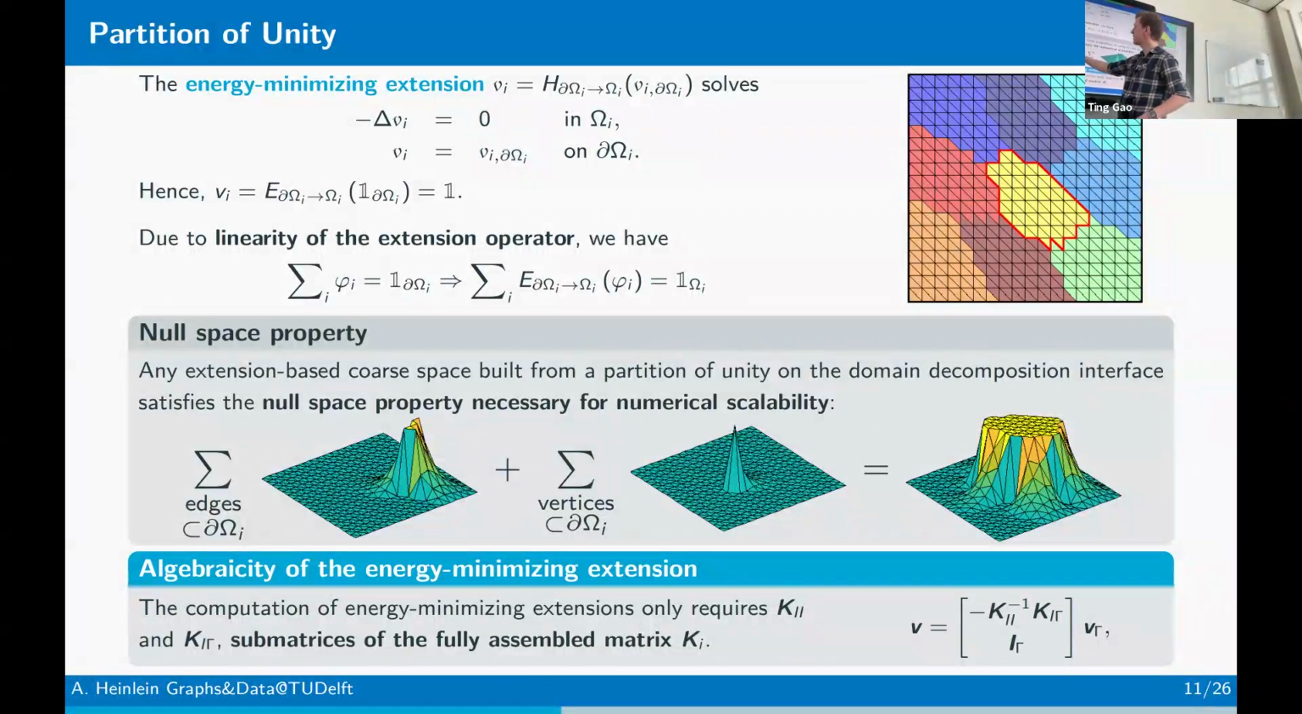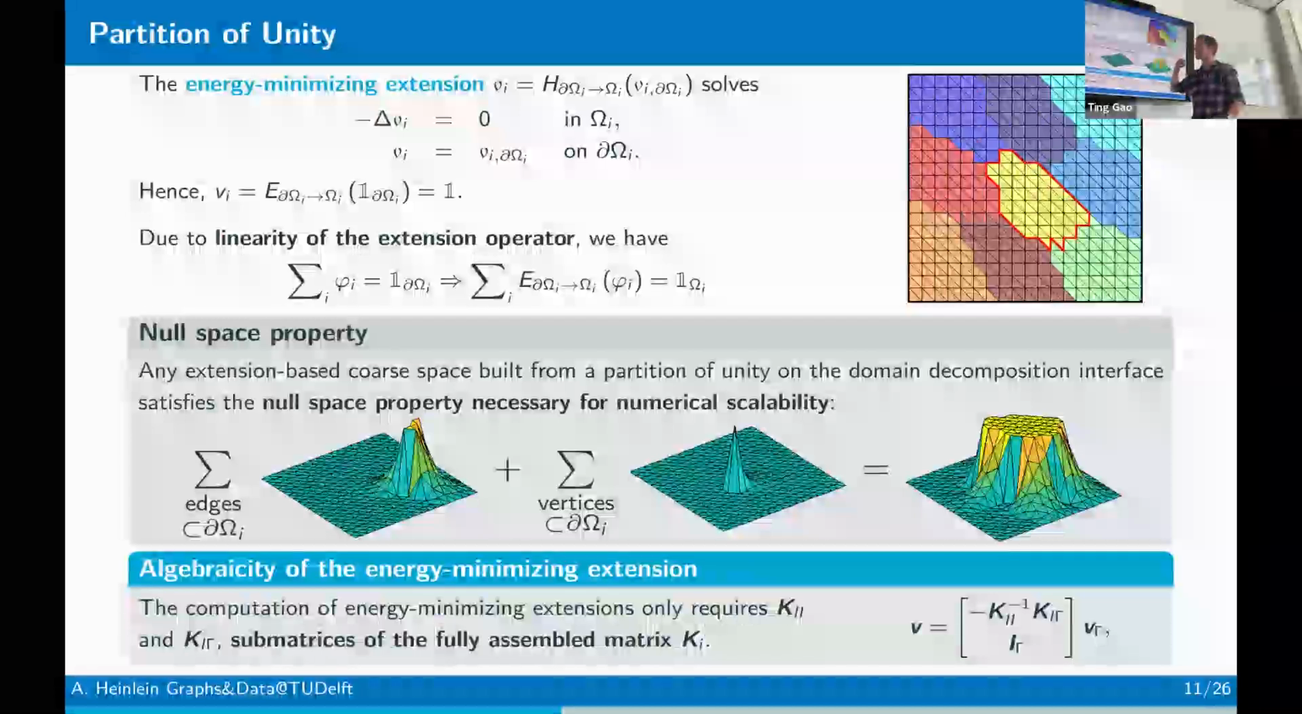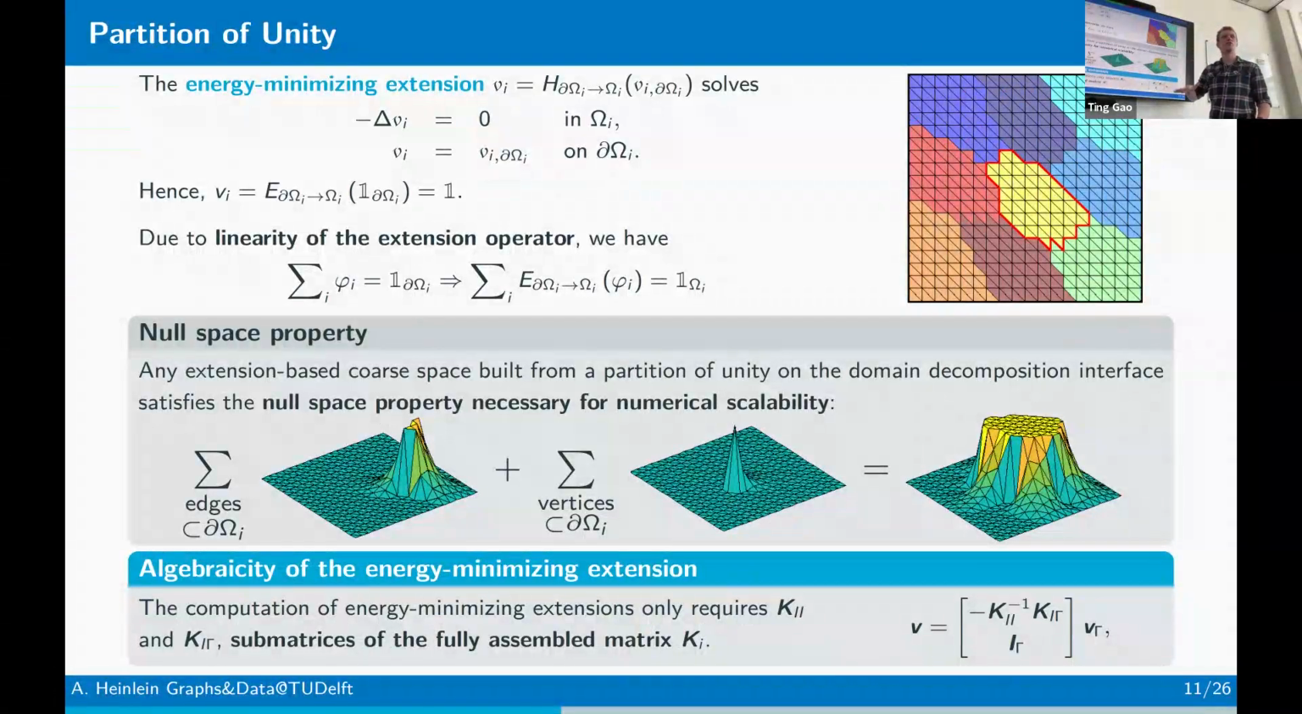So we construct basically functions that are 1 on parts of the boundaries, for example, an edge or a vertex of this decomposition. And the remaining values are computed by solving on the adjacent subdomains. If we sum them up, we get something that is 1 inside the subdomain. Okay? So this is the whole background of that.